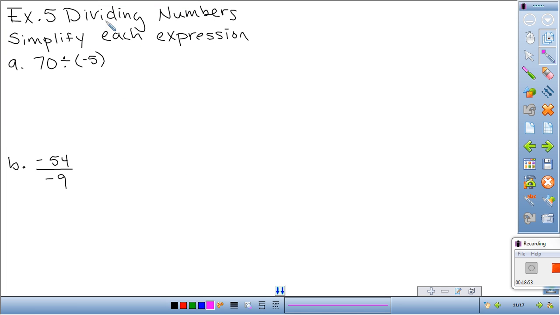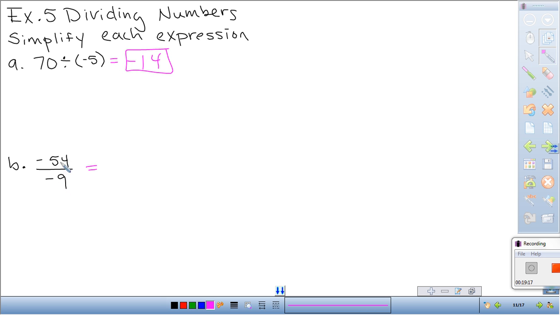Example 5. Dividing numbers. Simplify each expression. So this is a positive divided by a negative, so we know our answer is going to be negative. 70 divided by 5 is 14, so negative 14. You can do that off to the side or in your calculator. 70 divided by 5 is 14. One positive, one negative, so your answer is negative.